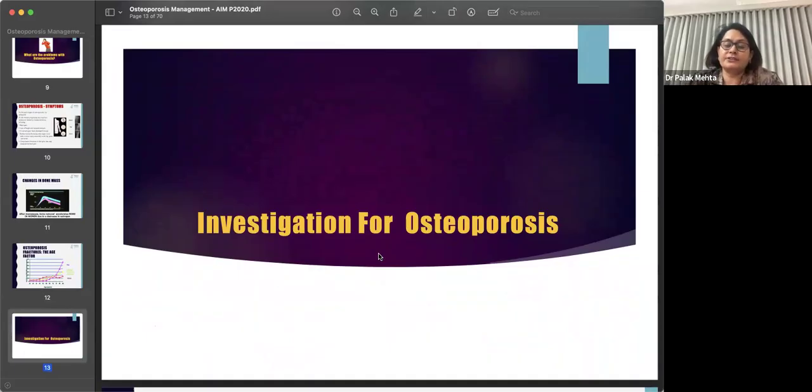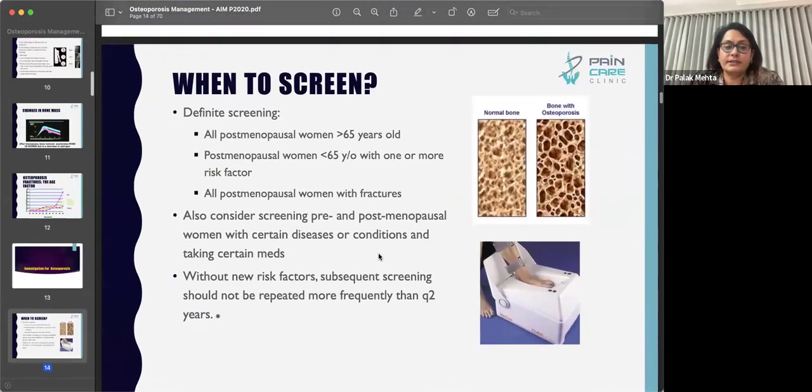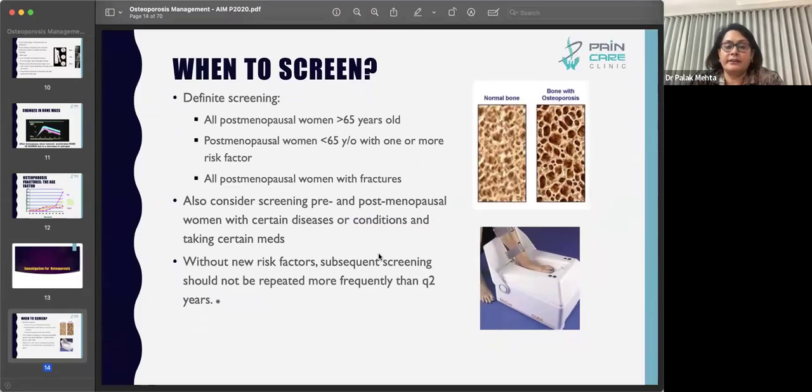So what are the investigations for osteoporosis? Of course, when to start the definite screening? Any patient having back pain after 65 years of age needs to go for a DEXA scan. All postmenopausal women less than 65 years of age but having one or more risk factors, like short stature, smoking, alcohol, lack of dietary intake of calcium and vitamin D, need to go for screening.